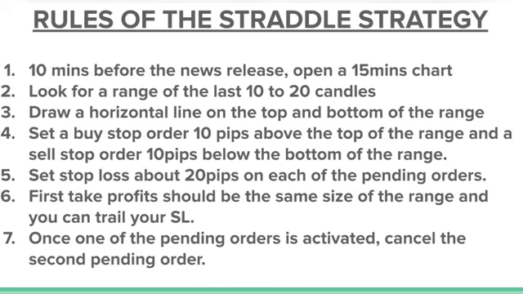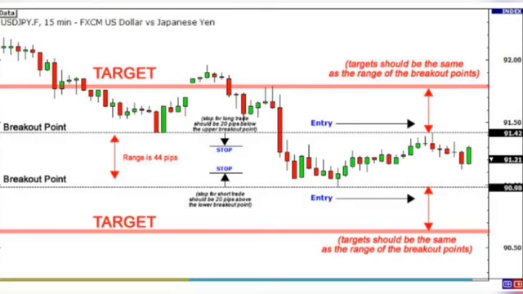Your first take profit target should be the same size as the range. If the range is 30 pips, your first take profit target should be 30 pips. If the range on a 15-minute time frame is 40 pips, your first take profit target should be 40 pips. Now you can trade your stop loss as well. So after taking your first profit, you can trade stop loss.